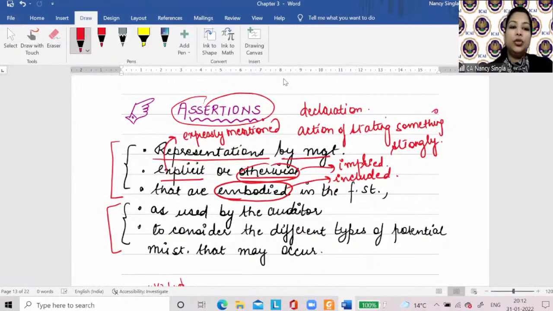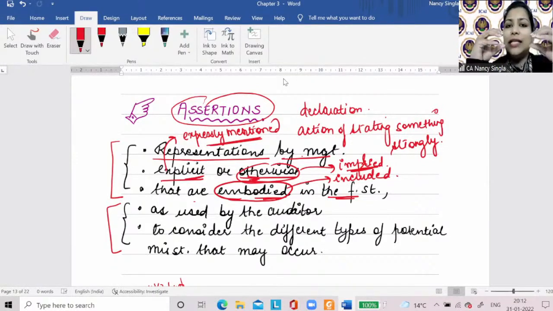ठीक है? So see, representations by management, explicit or otherwise. Either it can be expressly mentioned or it can be implied, that are embodied in the financial statements. Embodied is what? That are included in the financial statement. ठीक है? So we have discussed the relationship of what? Management and assertion. ठीक है?